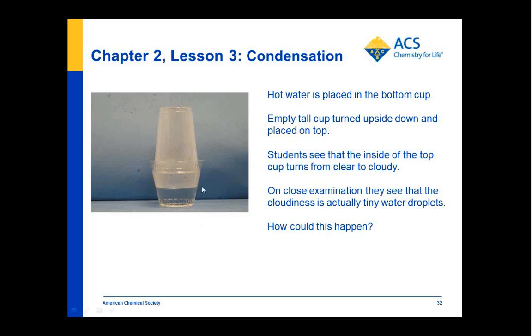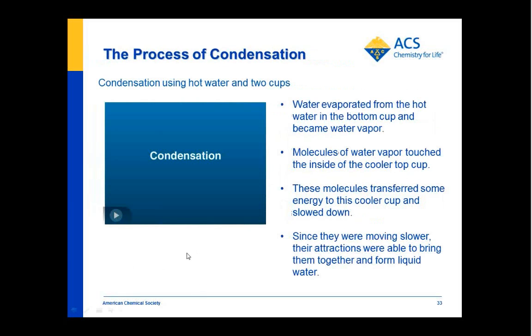Now this one, it's not a video. This just shows our setup. What we do is we just show kids, if you take some hot water and put it in a cup and stick another cup on top, pretty quickly the top cup becomes all cloudy looking. And we ask students, what is that cloudiness on the inside of the top cup? You can tell pretty easily, either with a magnifying glass or by taking that top cup off and putting your finger in there, that it's water. So we ask, where did it come from? How did that happen? Some kids may know about the water cycle, and they know that when there's evaporation, there's also condensation.